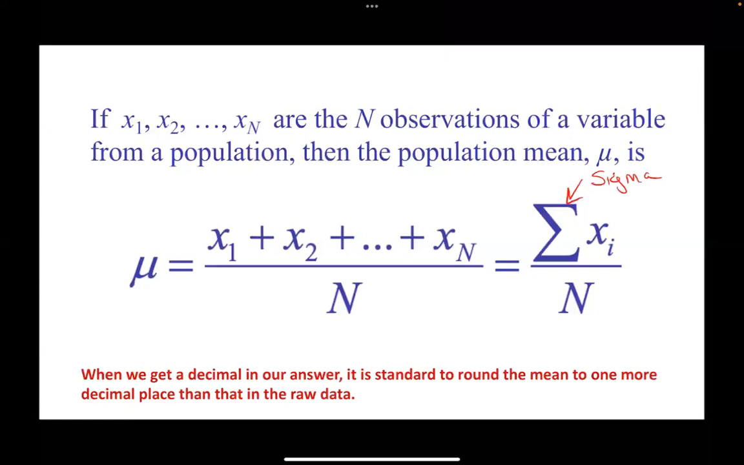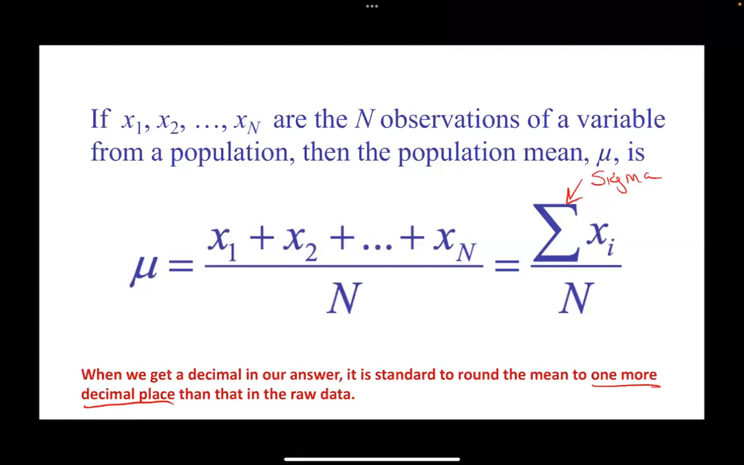So we add all of the values together, divide by how many there are. If you get a decimal, we generally round to one more decimal place than our raw data, or whatever My Open Math tells you to do. They will tell you what to round it to, and so we just kind of follow their lead. But if you were doing this on your own, let's say final project or on the written homework, you round to one more decimal place than your raw data.